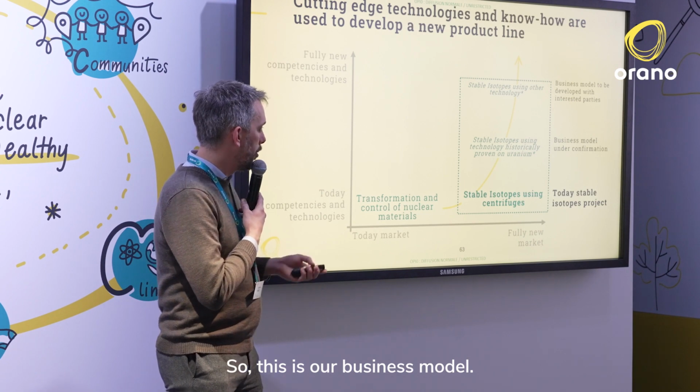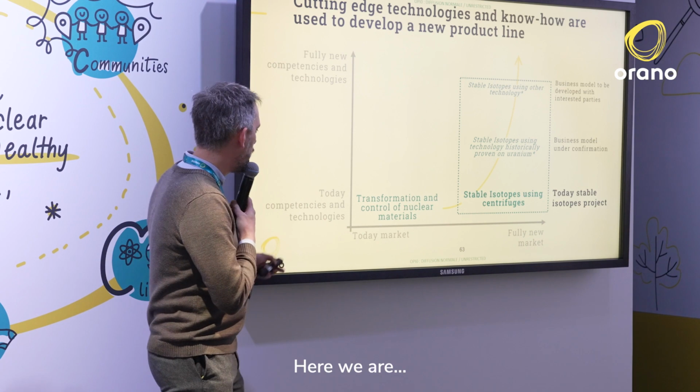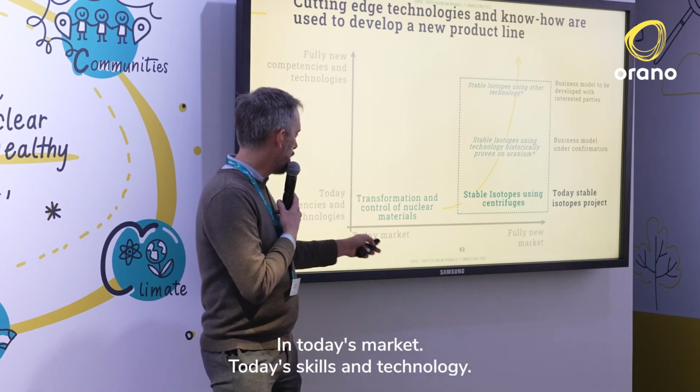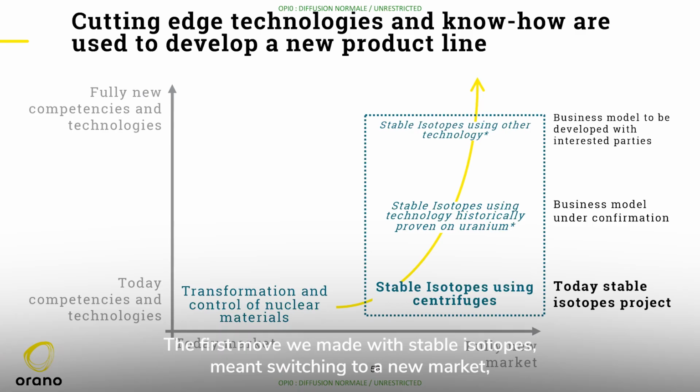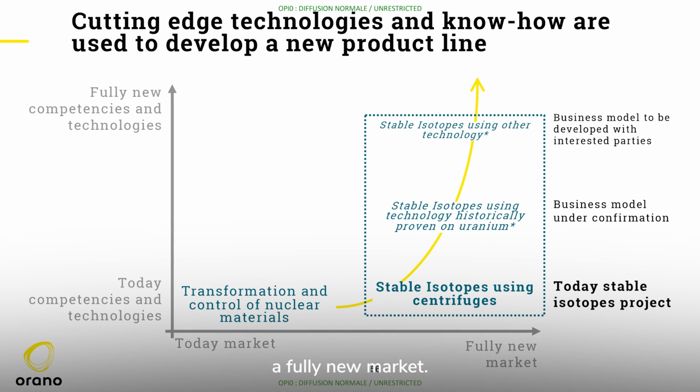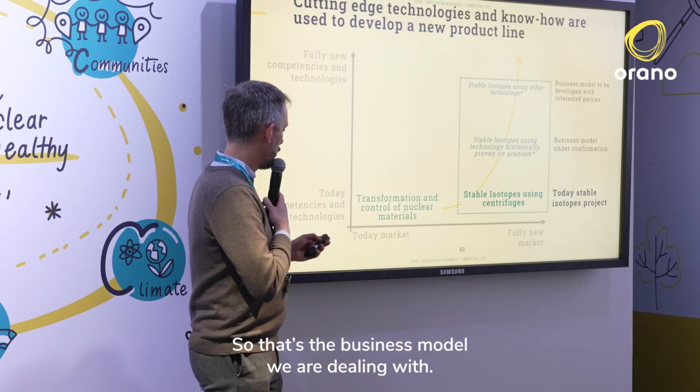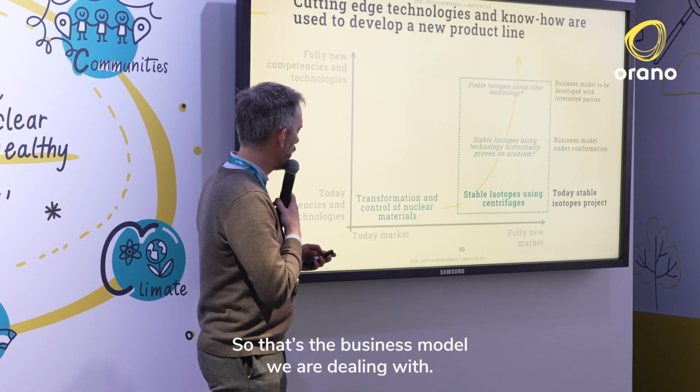So the business model we deal with: here we are today. It's today's market, today's competency and technology. The first move we did with stable isotopes is to switch to a new market, a fully new market. We know quite nothing about quantum or things like this, but we use exactly the same competencies. After, we will move to another step, and that step will be to change the technology, but only a second time, because if we do both at once, it's too risky. And as Nicolas said before, we want at the beginning to decrease the risk a lot, because if we choose something like this, 100% you will lose. So that's the business model we are talking about.